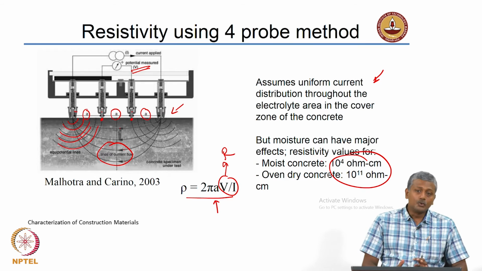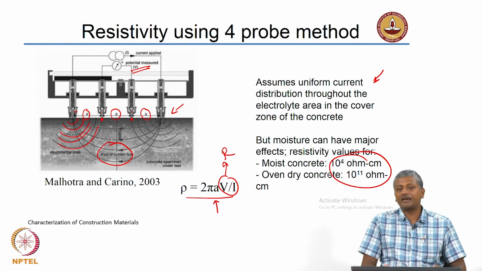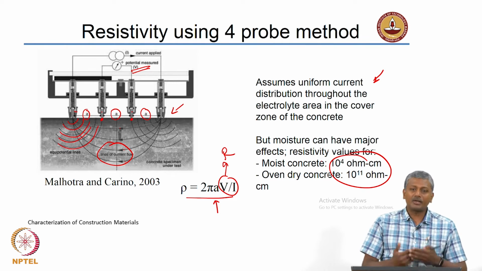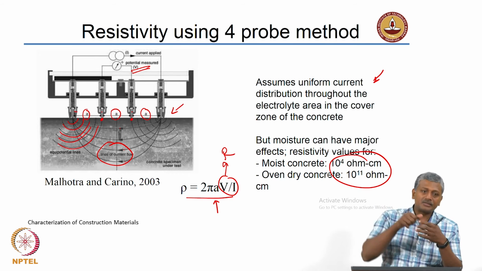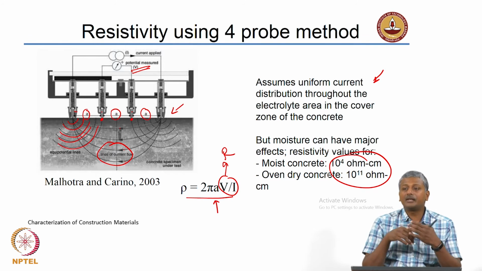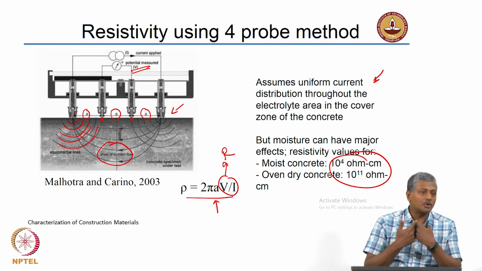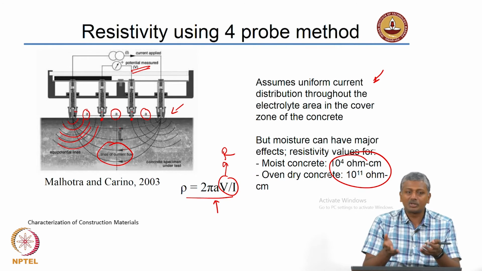So, use of this resistivity probe on site needs to be done with a lot of care, because if you cannot ensure that the surface you are measuring the resistivity on is completely moist, or if you can determine the moisture content there, you should report it for that moisture content.